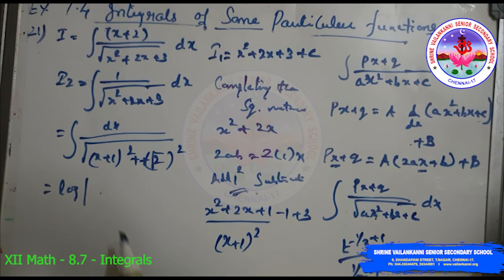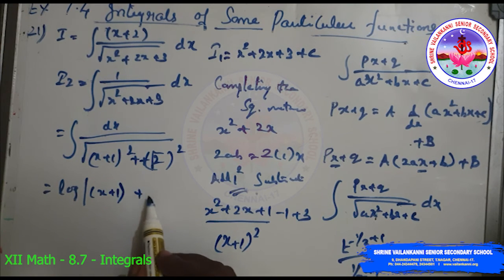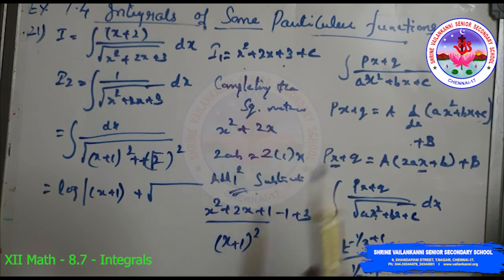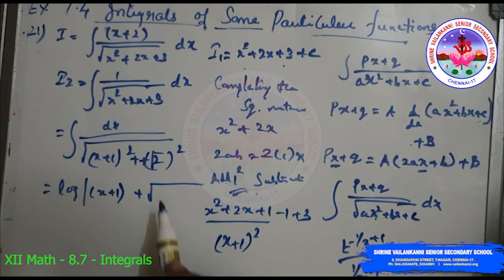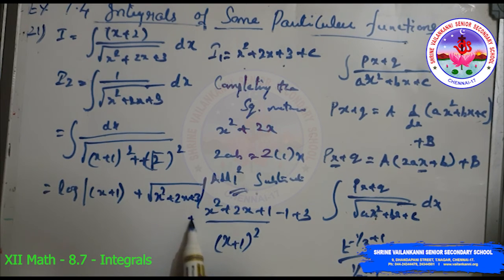Here x is x plus 1. So log of x plus 1 plus root of x plus 1 whole square plus root 2 whole square, which is nothing but x square plus 2x plus 3. So writing this as log of x plus 1 plus root of x square plus 2x plus 3 plus c.